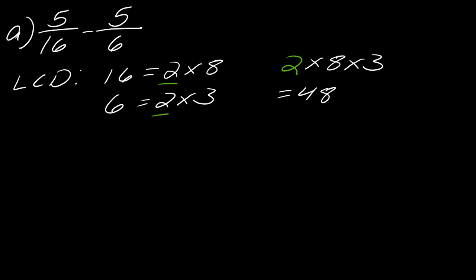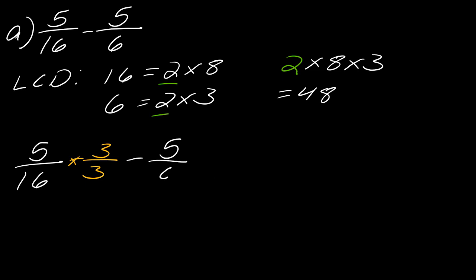Okay, so now I'm going to take 5 over 16. 16 times what will equal 48? If I wasn't sure, I would say, okay, I know that 16 is 2 times 8. My LCD needs to be 2 times 8 times 3, so the LCD has this extra factor of 3. So I'm going to multiply this part and this part both by that extra factor of 3. And now I'll do it again for this 5 over 6. What do I multiply 6 by to get to 48? Well, again, I know 6 is 2 times 3. I can see that the LCD is a 2, an 8, and a 3, so we've got this extra factor of 8. So I can multiply the top and bottom both by 8. And so now I can continue to work this out.